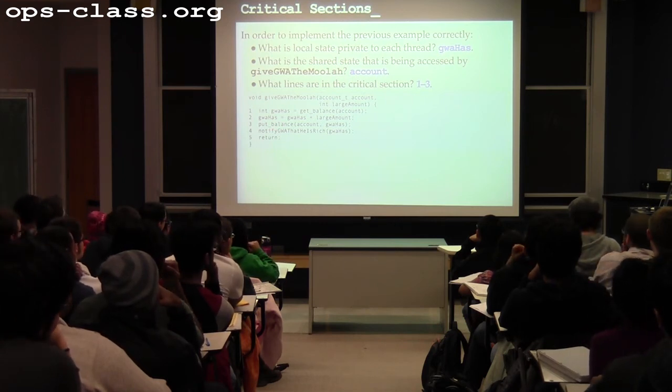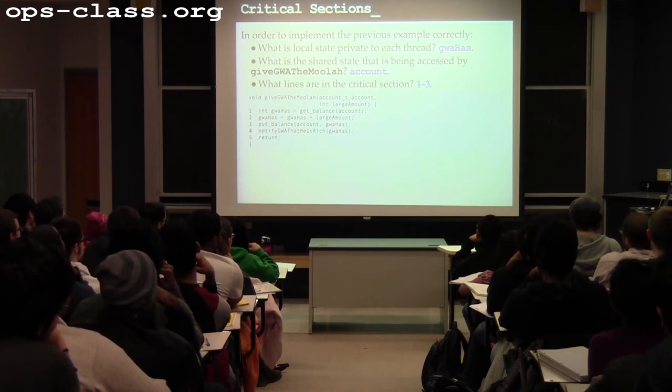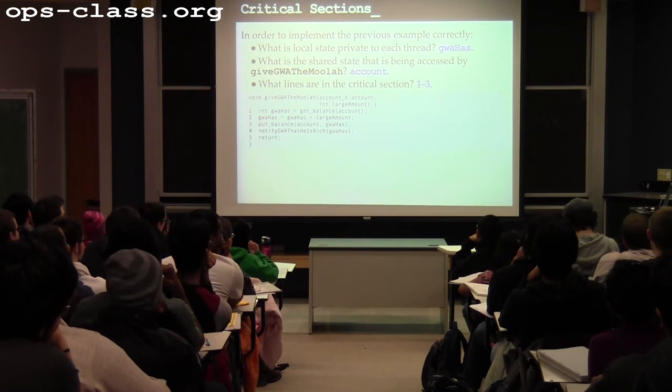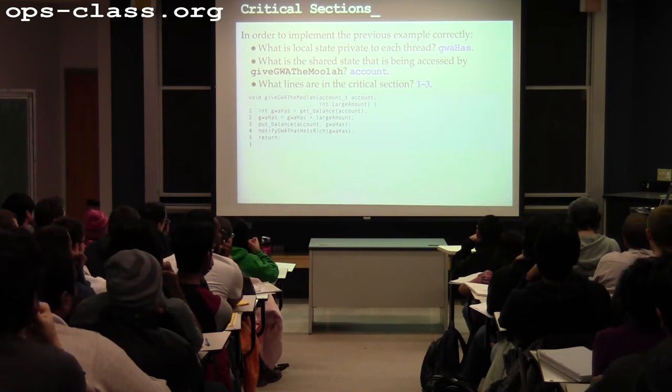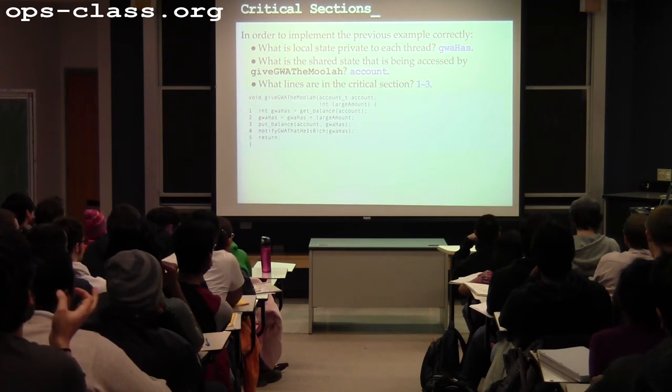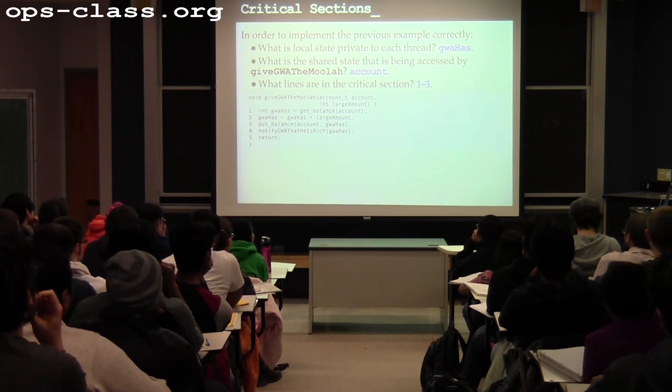So if I took your suggestion, I would say get balance. This would be 1,000. The other thread would get 2,000. Then we do our local modifications, and then whichever one of us gets to put the balance in last wins. But I still have a race there. Does that make sense? I could fix this with a lock, but actually I don't think even a lock would work in the way that you want it to work there. Good question. Any other questions about this example?